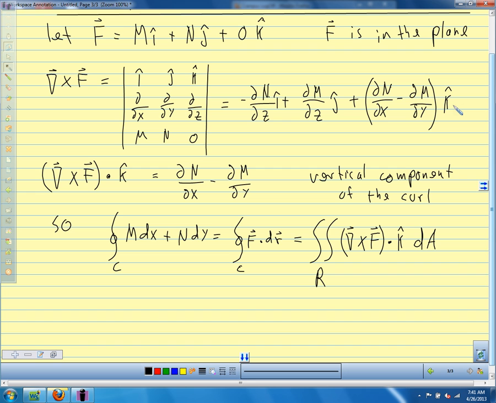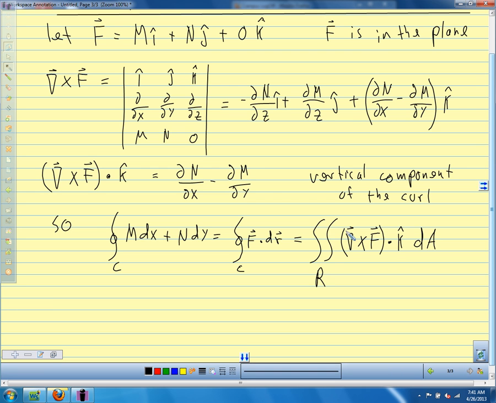So what we're saying here is that the line integral of F around the boundary gives us the tangential component of F around the boundary. So we're summing the tangential component of F around the boundary, and that equals the double integral, the sum of the normal or vertical component of the curl over the region. So the sum of the tangential component of F around the boundary of this region equals the sum of the vertical component of the curl over the region. How is that? Why?